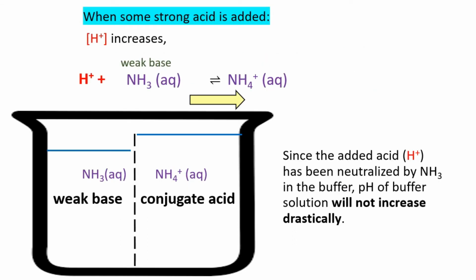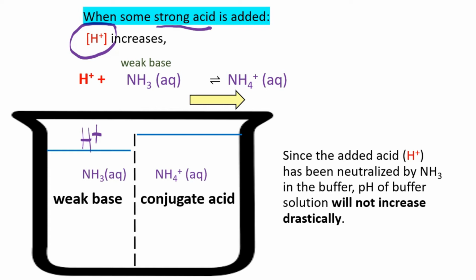When some strong acid is added to a buffer solution, we would see there is an increase in the concentration of hydrogen ions. This is because a strong acid is an acid that would dissociate completely to produce a high amount of hydrogen ions. When the hydrogen ions are not removed from the solution, the pH of the solution would change drastically.